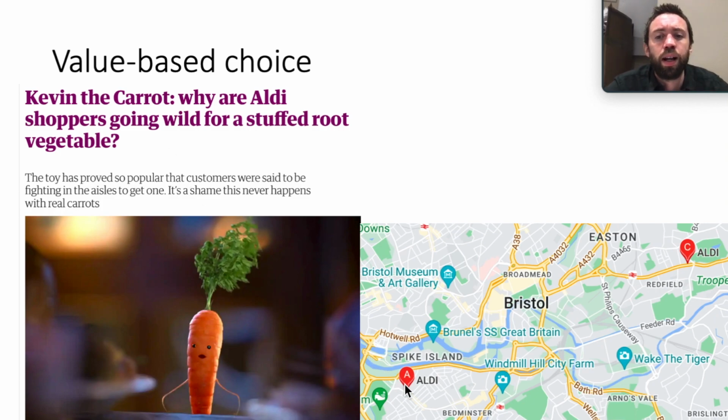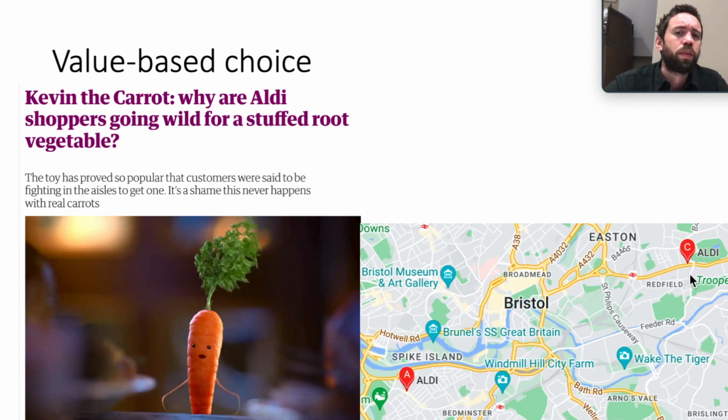You can either go to Aldi in South Bristol, Southville, or you can go to Aldi in East Bristol. Now, if you go in the morning before work and you go to Aldi in South Bristol and they have 2 Kevins available, you're more likely to repeat that choice and go back to Aldi in South Bristol the next day. However, when you go to Aldi in East Bristol, even though you've been queuing since 6 in the morning, there are no Kevins left.